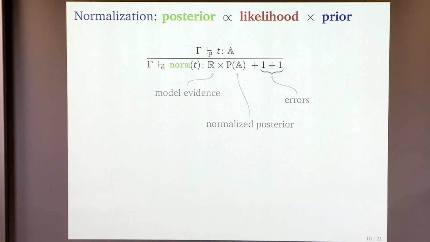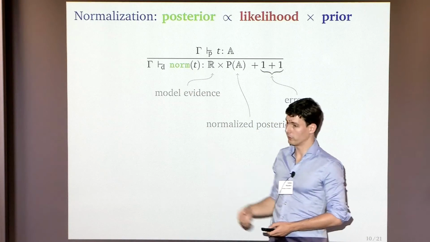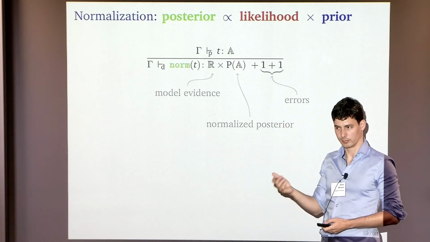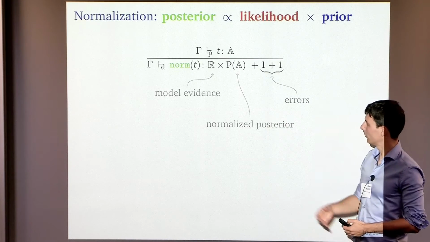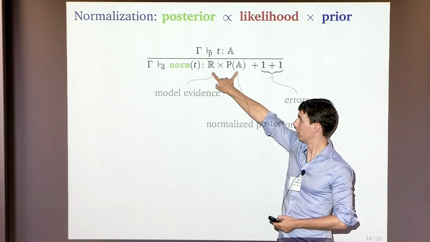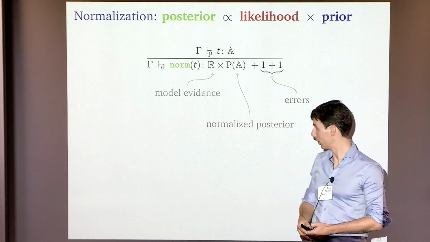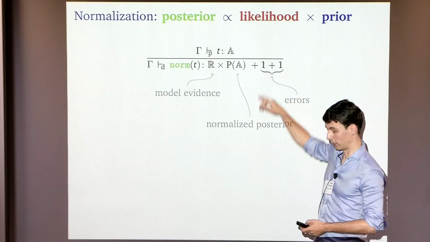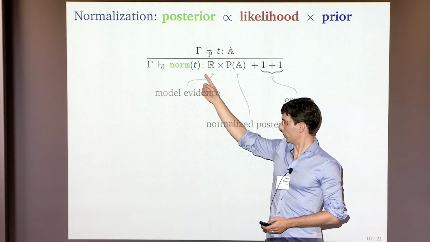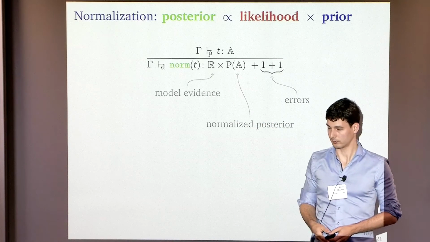Okay, now let me talk about this normalization procedure. I'm going to allow statements of the form norm of t, where t is some term of type A. And it's going to have this type. Either it's going to be a real number and a probability distribution on A, or it's going to be one of those two singleton sets. And these are going to represent some errors. So I think of a normalization of t as I remember the model evidence, and I remember the normalized posterior, or some errors.